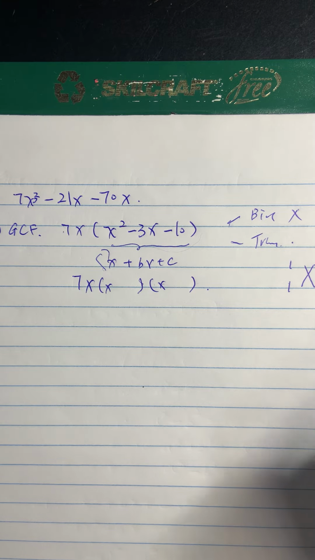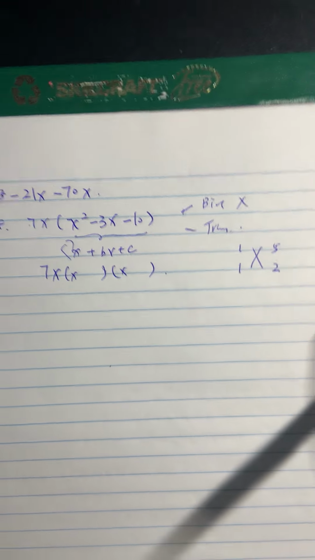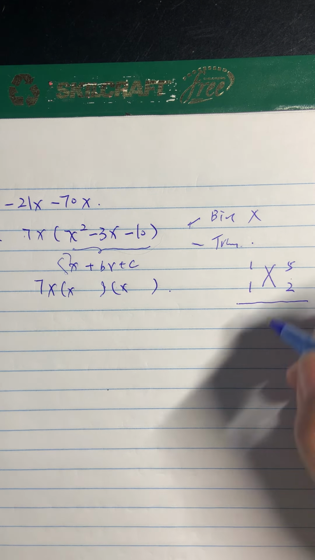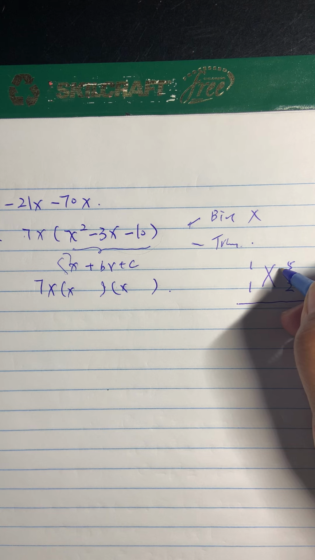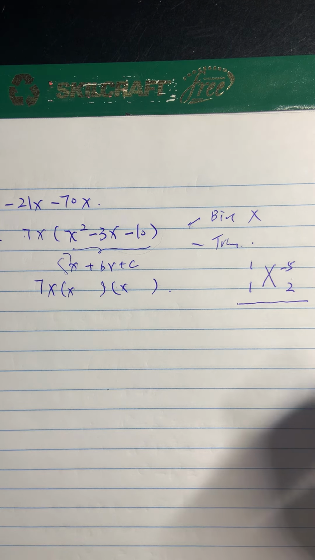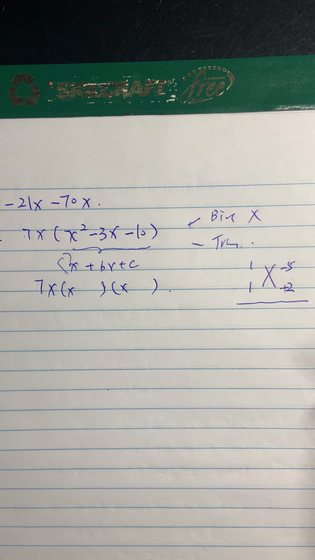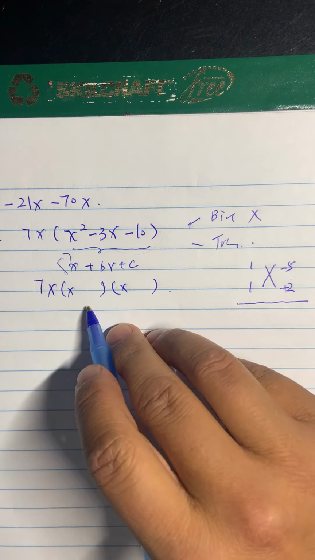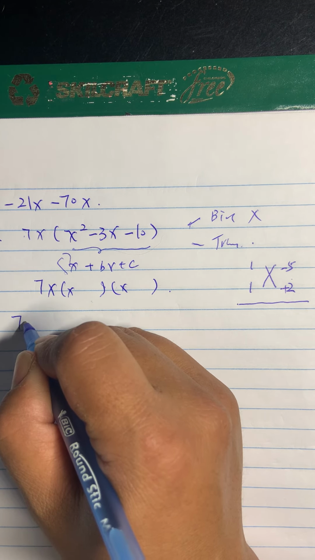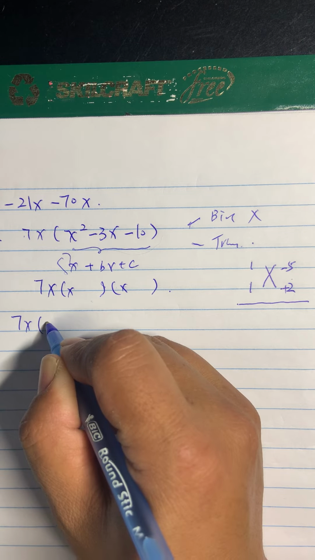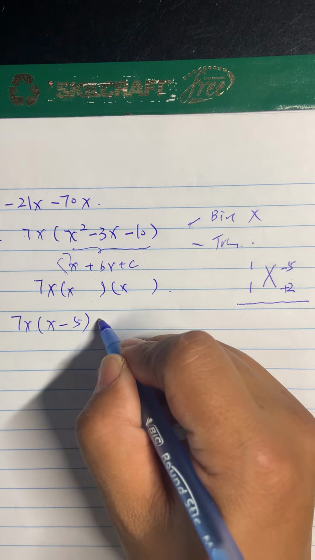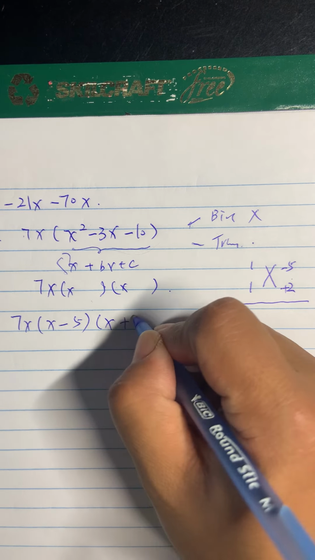So we can make it minus 5 and plus 2: negative 5 times 2 is negative 10. Put them back here. So we got 7x times x minus 5 times x plus 2.